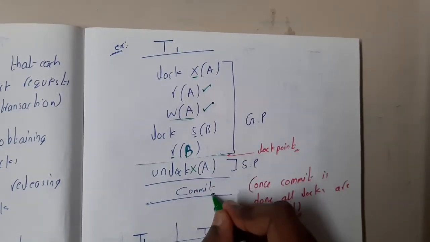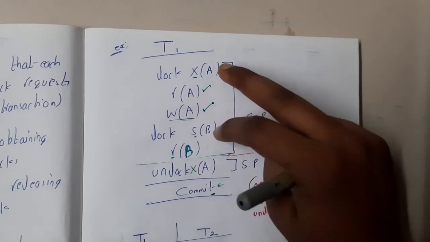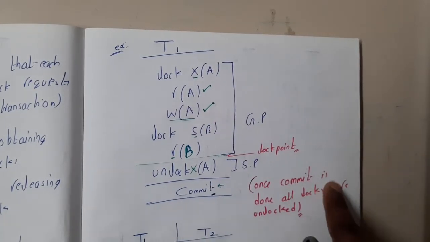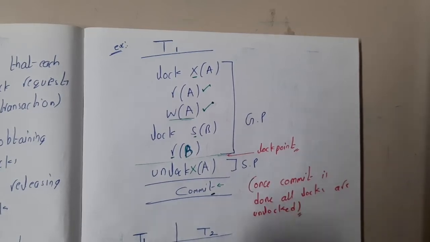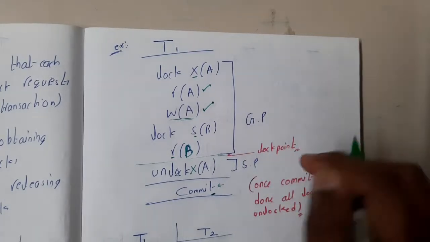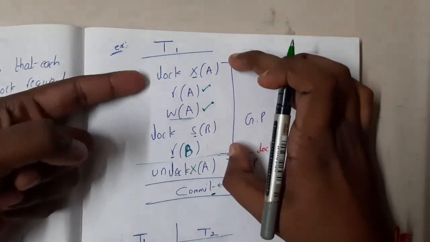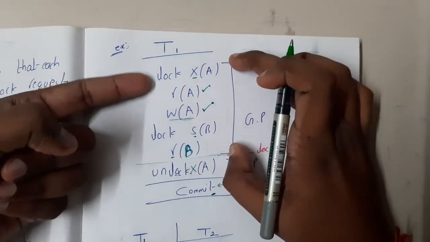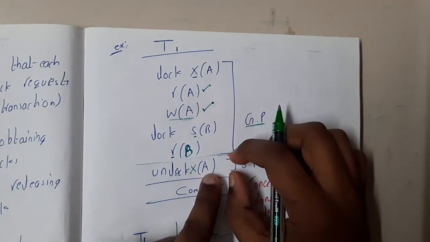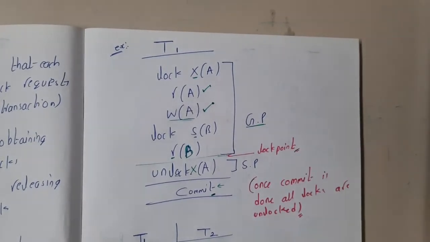Then I committed. In simple words, once I commit, all the locks are unlocked. Here we created two locks, so both of those locks will be unlocked. Once the commit is done, all locks are unlocked. The point where we exactly unlocked our first lock is nothing but the lock point. In this whole phase you will never find an unlock, only locks, so it is the growing phase. The unlocking phase is the shrinking phase. Now I think everyone understands at least the basic things.